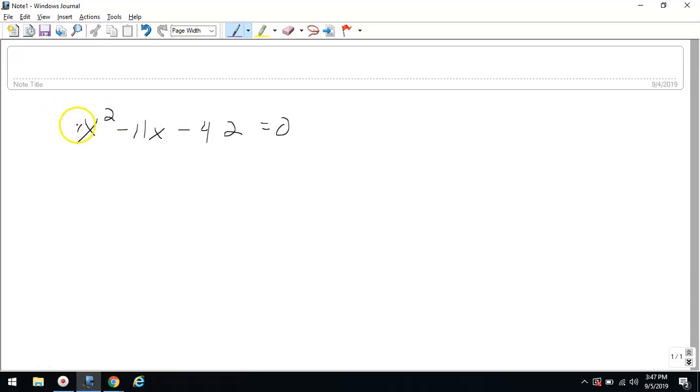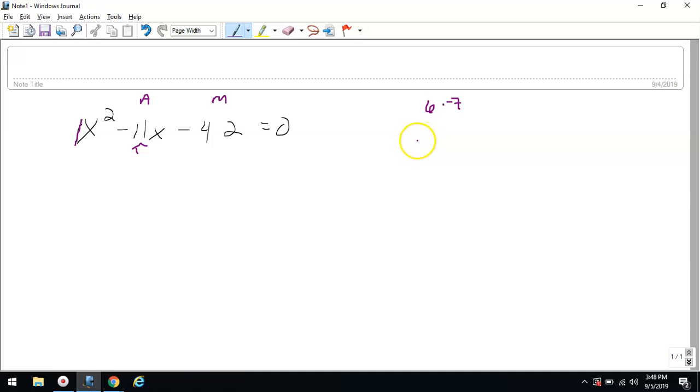So what I'm going to do, because the leading coefficient is 1, there's probably some numbers that multiply together to give me 42 and add up to negative 11. So one number needs to be negative, one number needs to be positive, and the bigger number is going to be negative because they add up to be a negative number. So starting with 42, I know that 6 times 7 is 42, and if I make my bigger number negative, that is not going to add up to be negative 11.